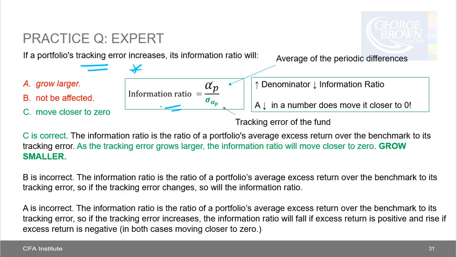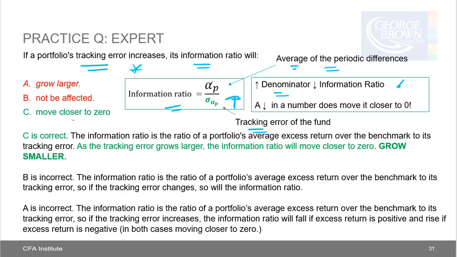So remember, the information ratio in the numerator is the average of the periodic differences, but the denominator is the tracking error of the fund. The tracking error cannot be negative, but the numerator can be negative because the average of the periodic differences between the fund and the benchmark can be negative or positive. Anyhow, this is talking about if a portfolio's tracking error increases. So we are increasing the denominator. When we increase the denominator, we're going to decrease the information ratio. Increase the tracking error, increase the denominator, decrease the information ratio. Okay? A decrease in a number.